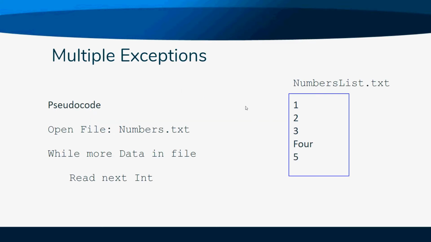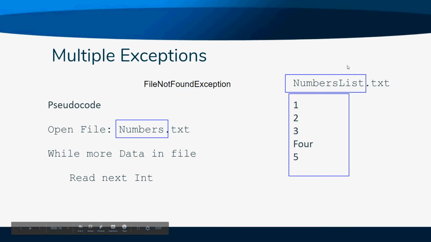All right, now you can have multiple exceptions, like I was telling you, you could catch more than one exception at a time. So here, I'm going to have some code. This is just pseudocode, so we'll show you the actual code in a minute. Suppose I open a file called numbers.txt, and so long as there's more data in the file, I'm going to read in the next int. Well, I have multiple problems that could happen in this situation. I could have a file not found exception, and I can deal with that.